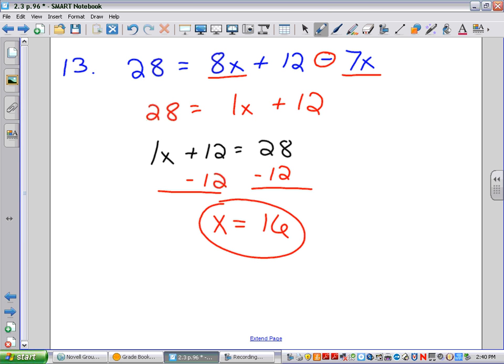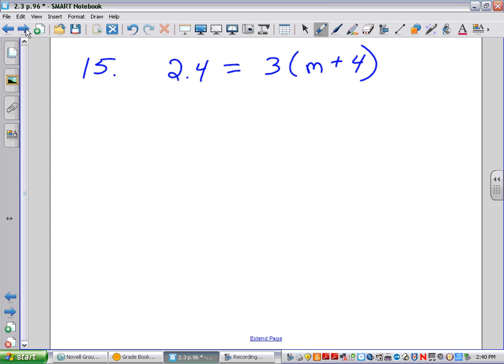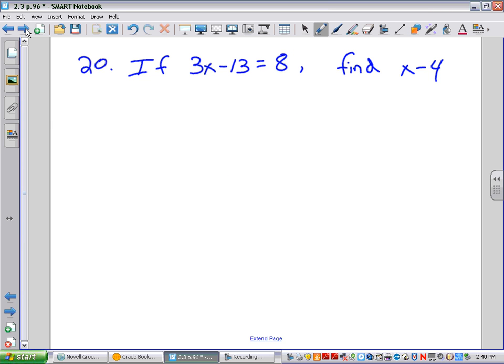One more problem for your notes. Number 20. We'll jump ahead. All right. This seems a lot more difficult than it really is. I didn't write the whole problem from the book. I abbreviated here. But number 20 says, if 3x minus 13 is 8, find what x minus 4 would equal. Do the equation first. We're going to add 13 here. That gives me 3x equals 8 plus 13 is 21.